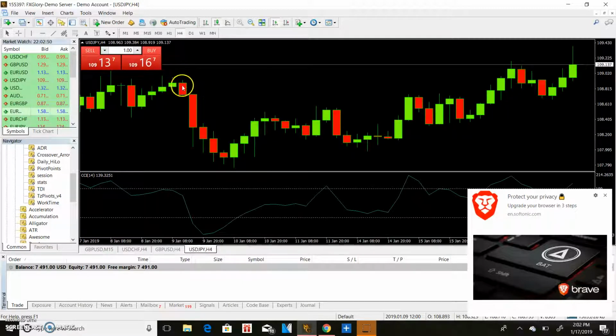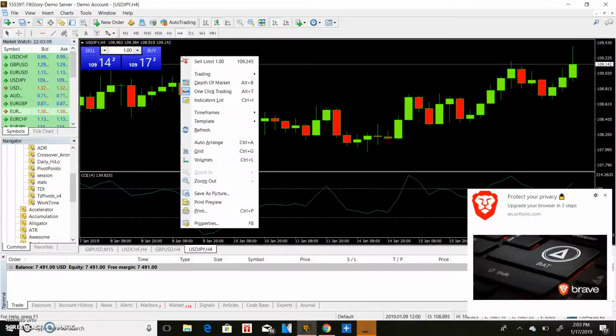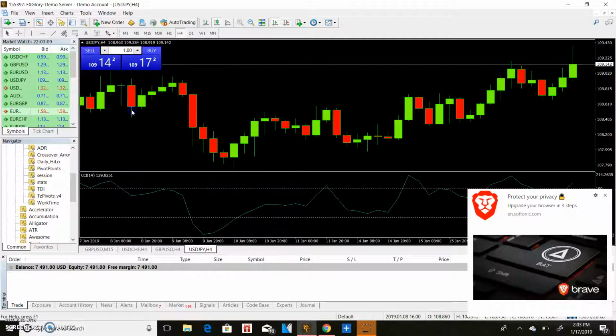So your red candles, these are called candlesticks for those of you who don't know. A lot of you already do. Your red candles indicate a sale because it's going down, so that's what you see right here. If you don't have this up here, all you have to do is right click and click on one click trading, and then this box will pop up. This is how you can place a sell or a buy.